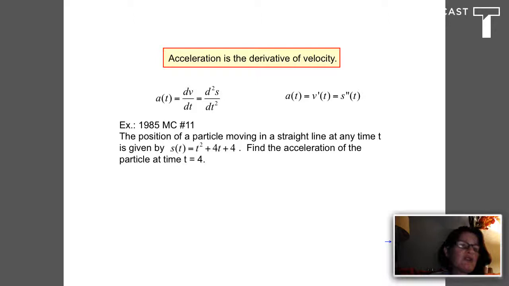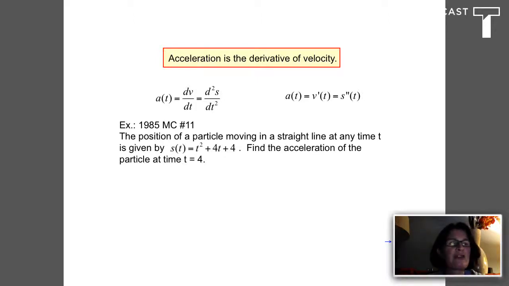We could use the sort of function notation. A of t is v prime of t, which is also equal to s double prime of t. Here's a question from the 1985 multiple choice exam. If I have a position function, s of t, I'd like to find the acceleration of this particle at time t equals 4. Well, I want to find a formula for the acceleration at any time, and then I'll evaluate that formula for where time equals 4.